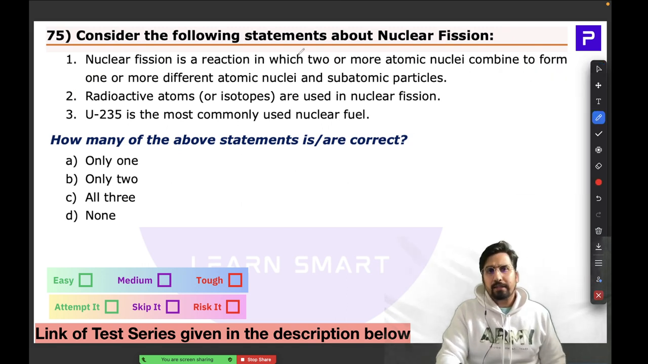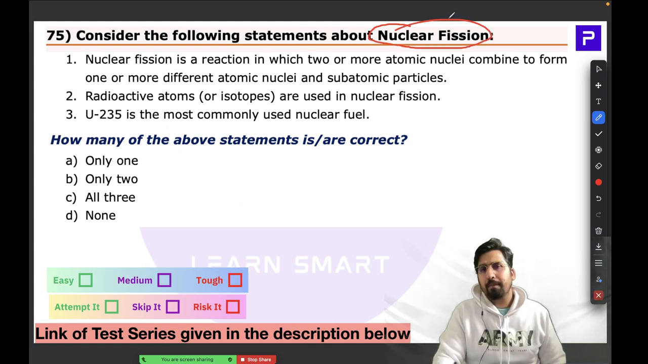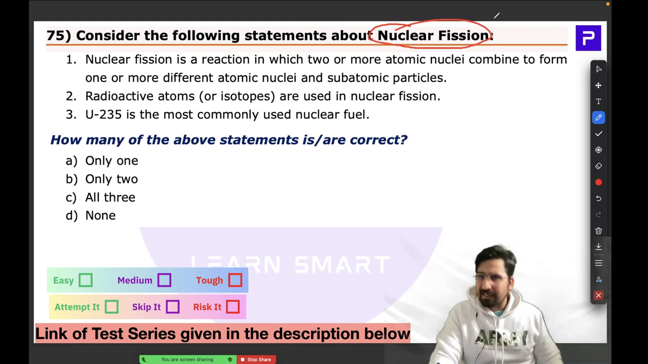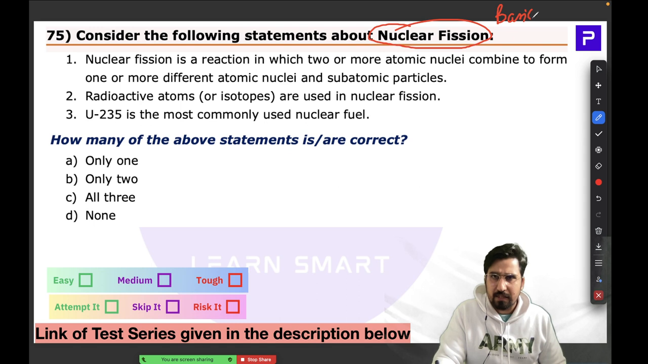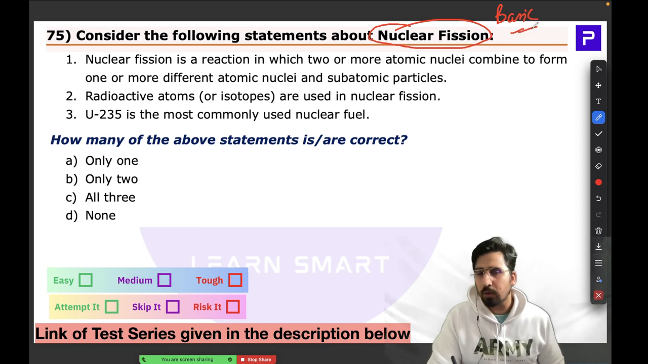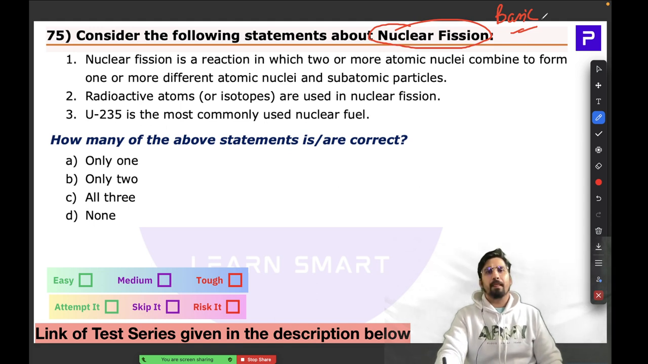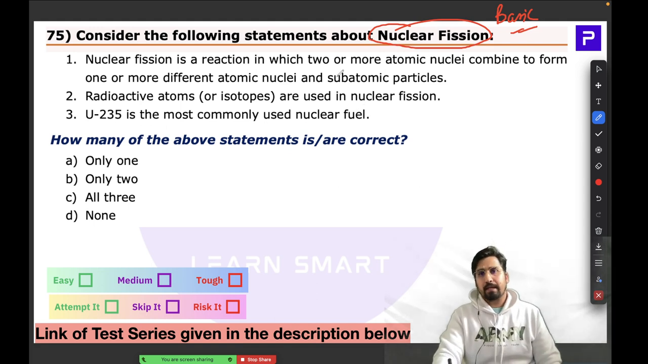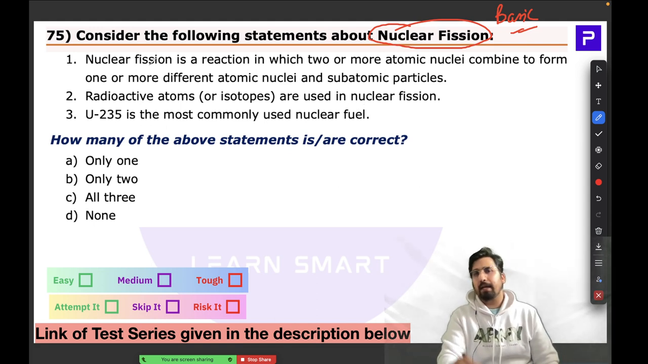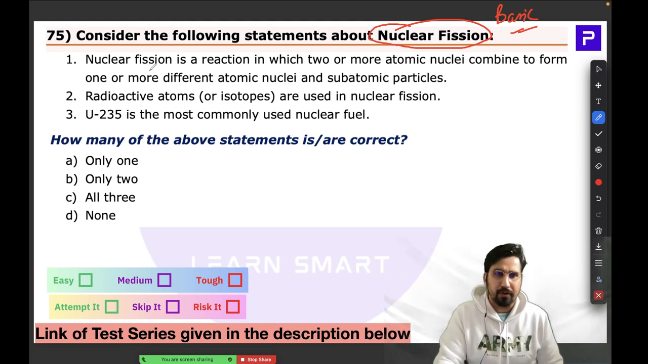Question number 75 was about nuclear fission. Probably this is a very, very basic concept of science. This is something we have read throughout our life. Talking about the nuclear fission reaction. Okay, now which statement is correct? Now, nuclear fission, look at the first statement. I don't even need to tell you any information on that.